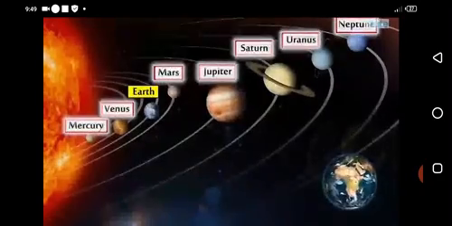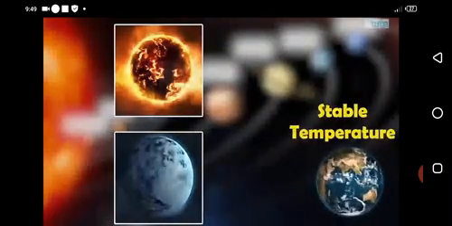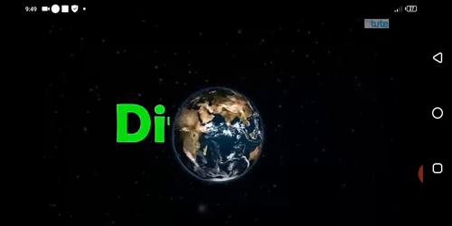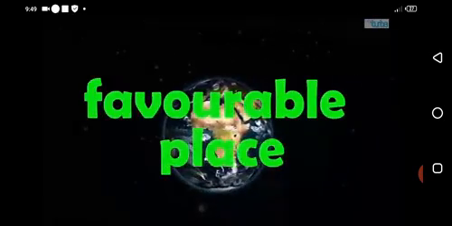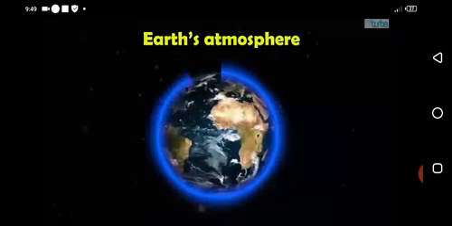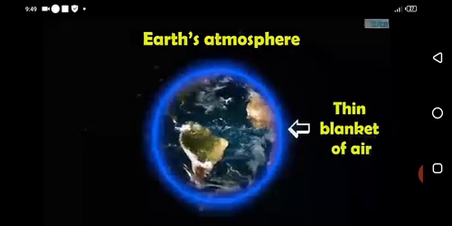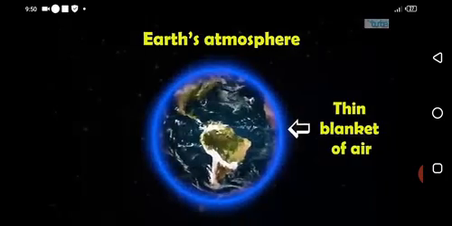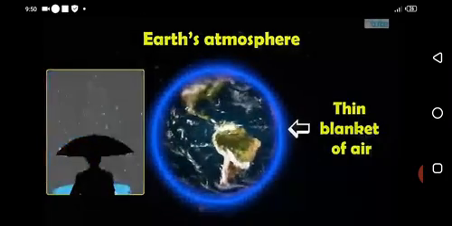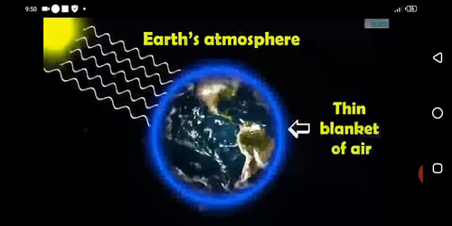While other planets of our solar system are either scorching hot or bitterly cold, Earth has a relatively stable temperature. What is it that makes Earth different? What exactly makes Earth such a favorable place to live on? It is the Earth's atmosphere, which is a thin blanket of air surrounding the Earth from all sides. This air is a mixture of many different gases. Just like an umbrella which protects us from sun and rain, this thin layer of air protects Earth from the harmful radiations from the sun.